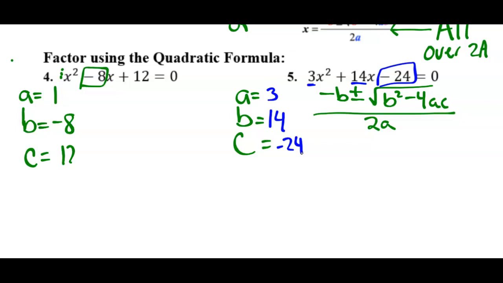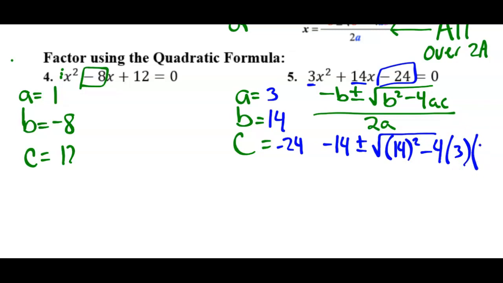Okay, opposite of b. b is 14, so negative 14 plus or minus the square root of 14 squared, minus 4 times 3 times c, which is negative 24, all over 2 times 3, because that's my a. Okay, I'm going to do some of this work. I would like you to pause your video and do some of this work and come back and check your work.